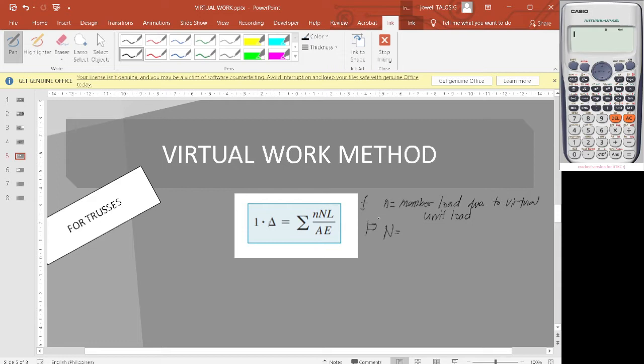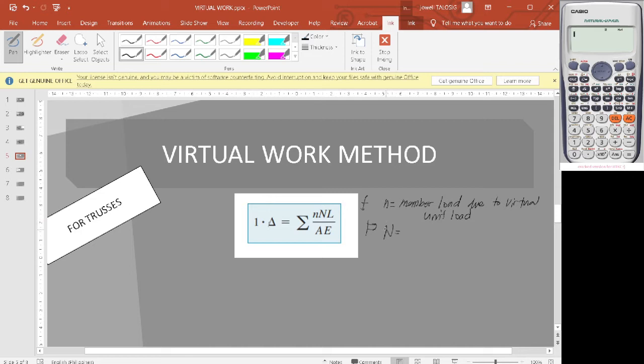So to designate, it's either N, or label this n or capital letter N. You can use F or P, okay? As long as you know how to distinguish both of these terms.